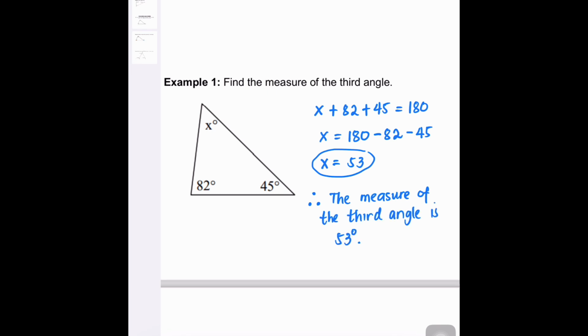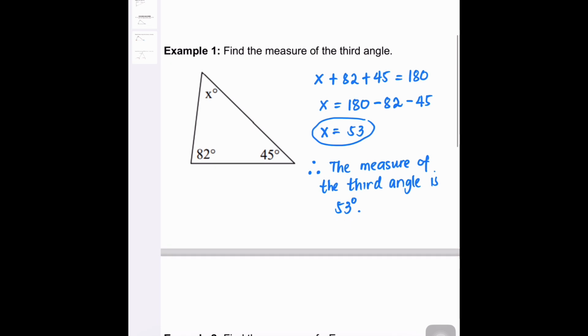Now, if you want to check if the answer that you got is right, you just simply add all three measures of the interior angles. So you're going to have 82 plus 45 plus 53, and it must be equal to 180. Next example.